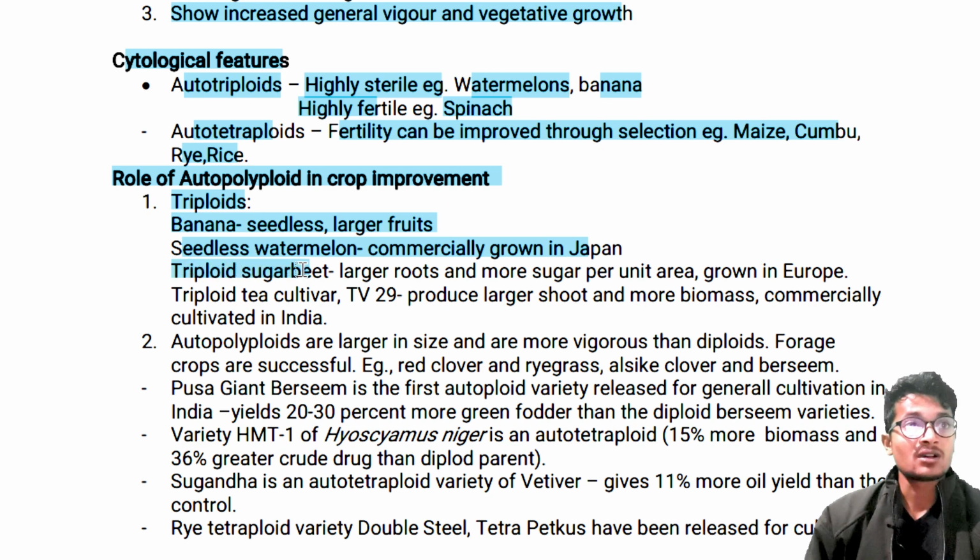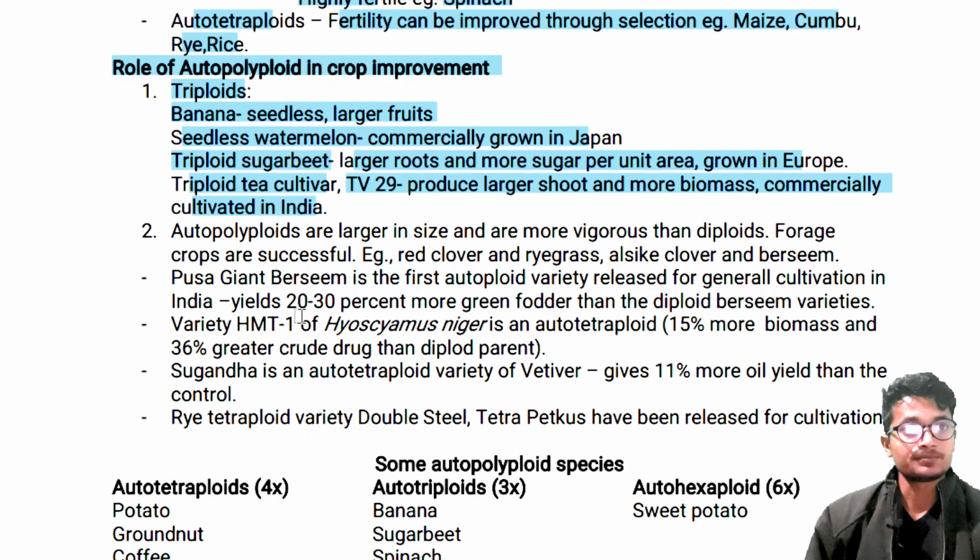Next is triploid sugar beet, with large root and more sugar per unit area, grown in Europe. Next, triploid tea cultivar TV29 produces large shoots and more biomass, commercially cultivated in India.